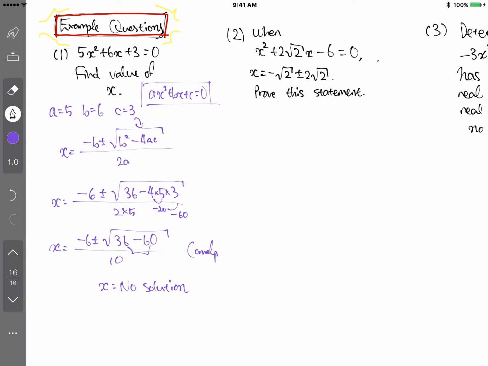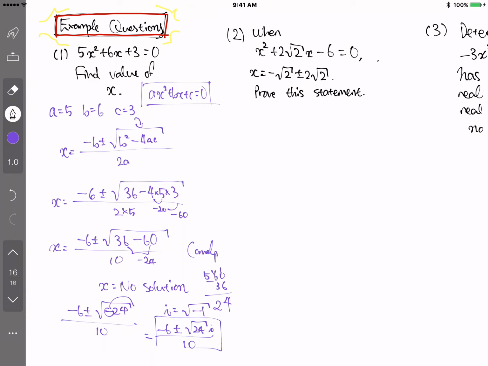So calculate that: 36 minus 60 becomes negative 24. Negative 6 plus minus root negative 24, divided by 10. But root negative 24 doesn't make sense at all, because something squared can't be negative. So i stands for root negative 1, so root negative 24 becomes root 24 i. You should rationalize this, which becomes 2 root 6. So the final answer for this is negative 6 plus minus 2 root 6 i, all over 10.